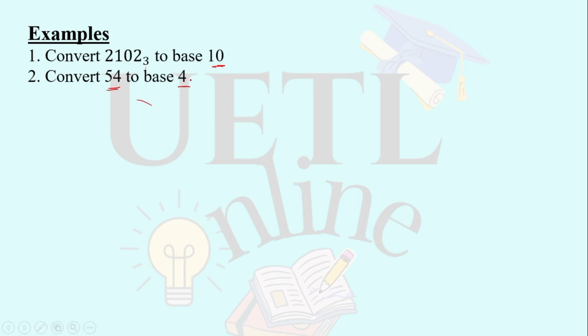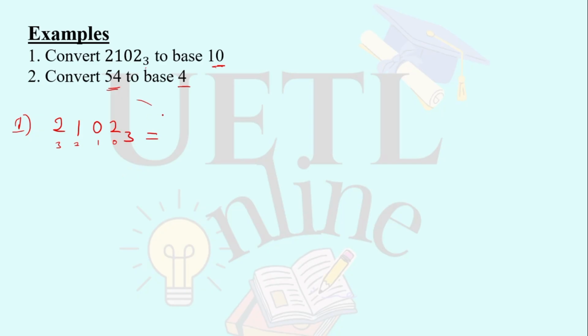Let's start with our number 1. I told you that the first thing we have to do is write the number like this, 2, 1, 0, 2. Then the second thing, we just have to write the powers of the number. We are going to start from here, 0, 1, 2, 3. After doing that, you just have to take a number and multiply it by its place value.